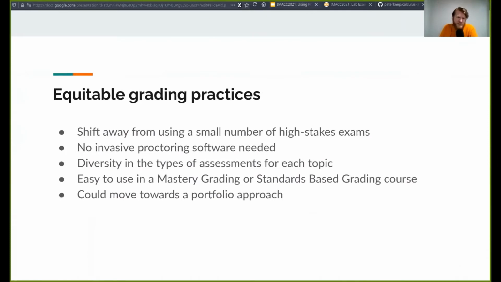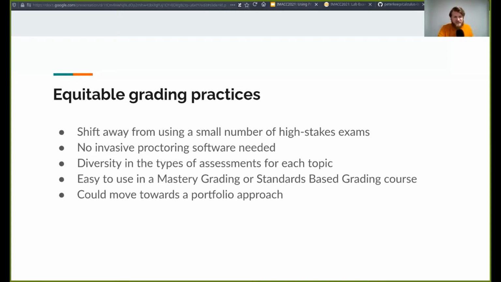Another one outside of just cheating is equity in my grading practices. I'm trying lately to move away from just using a few high stakes exams for grading in my class. I've known for a while, but I'm realizing more and more that those kinds of grading practices don't fit well with the style of class that I'm trying to create. And I don't think that they're super equitable for students. I also like that there's no invasive proctoring software needed. I am super anti Honorlock, Proctorio, anything like that from an equity standpoint. And so I really like that this is another kind of assessment where I don't have to use that. It doesn't seem appropriate to even use that in this case.